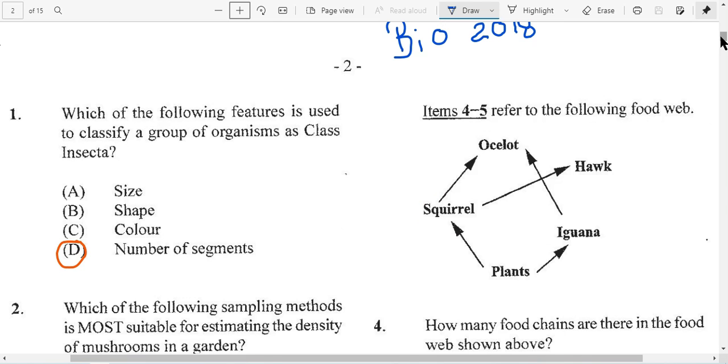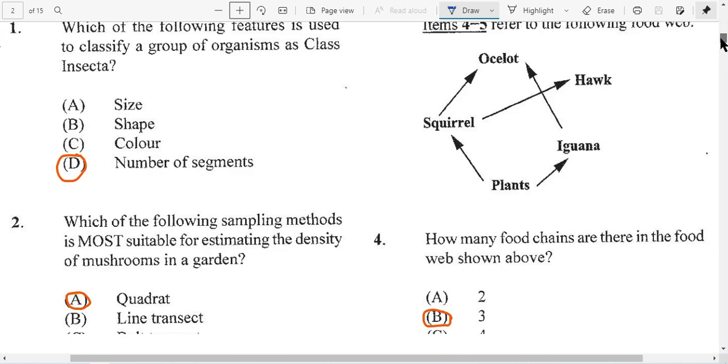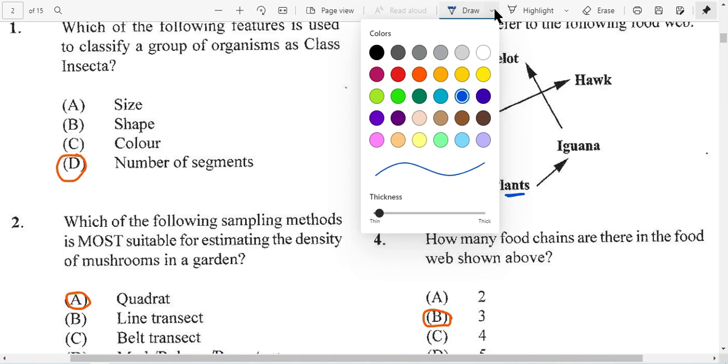Question number 4 refers to the following food web. Now remember that a food web is an interconnection of different food chains. So it usually begins with a producer, and we have a producer at the base here, the plant, and of course we have one food chain going squirrel, ocelot, and another going iguana, ocelot, and the other going squirrel and the ant. So it is easy for us to choose here. It's going to be B, 3, of course, the answer here for question number 4. B is our answer. 3 food chains for the answer there.